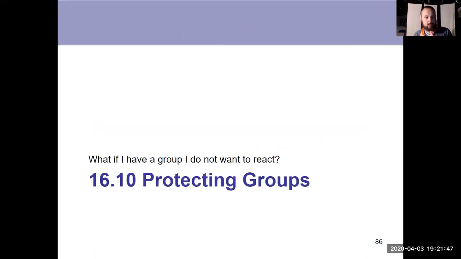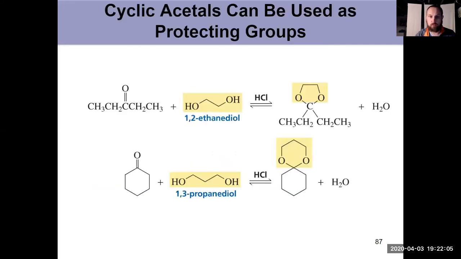And 16.10 talks about protecting groups, which is something you need to consider if you've got multiple functional groups in a molecule, but you're trying to do something and you've got one of those groups that you don't want to react. And if you don't do anything, it would react with both of your functional groups. So a protecting group, which is what this section's all about. You know what functional groups are now.